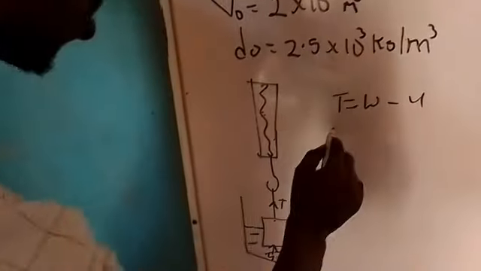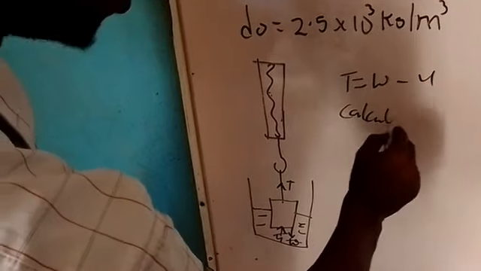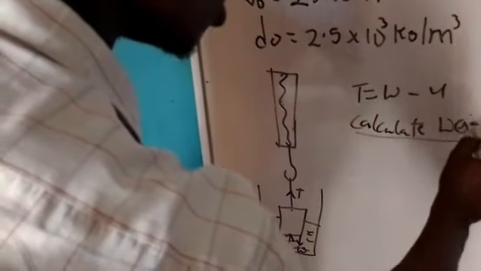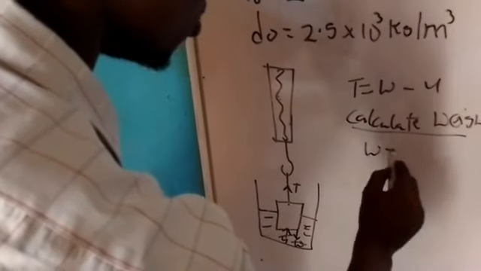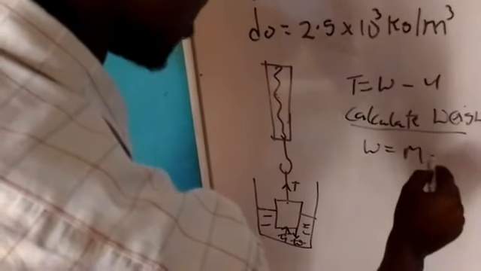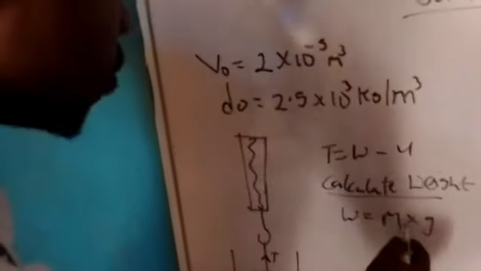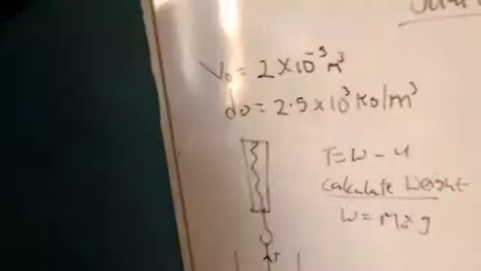The first thing is to calculate the weight. Remember that weight is equal to mg. W is equal to what? Mass times gravity. So what is the mass of the object? We are going to look for that one. Multiply by what? Acceleration due to gravity.